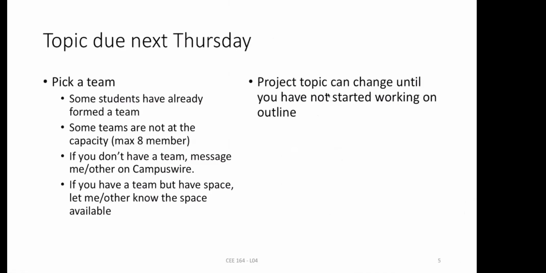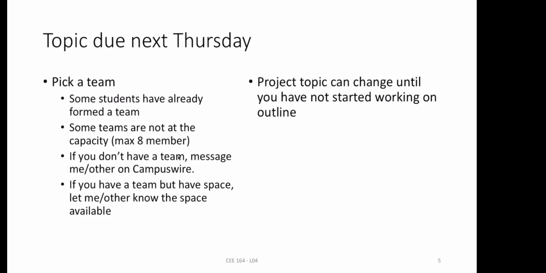All right, so project team, we are going to do it today. I want to suggest that, again, I recognize this is difficult for you to find a team if you're not seeing each other. So that's why we're going to do it now. And just to reiterate, a maximum of 8 members can be allowed in a team.